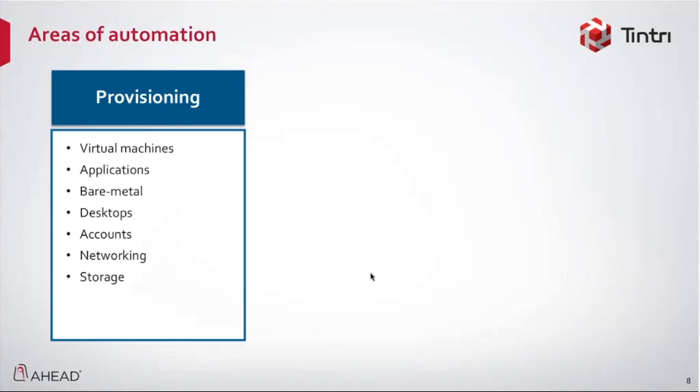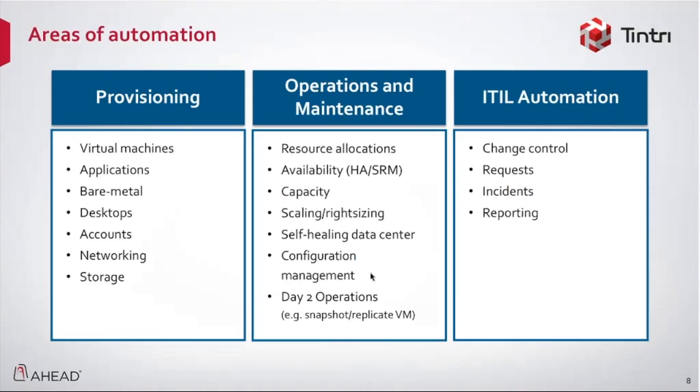With that said, there's other areas of automation as well. It goes beyond just provisioning virtual machines and applications. We also want to cover operations and the maintenance areas. And in particular, we do a lot of work now around self-healing data center, day two operations. How do I snapshot my VM, replicate my VM? I truly want to enable DR. And so automation really covers these two. And not only that, but the change control as well, which is often a big pain for people.